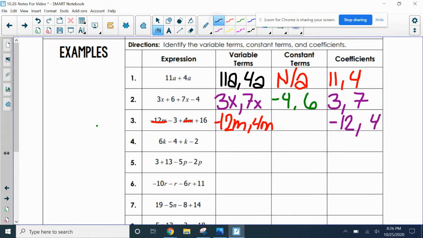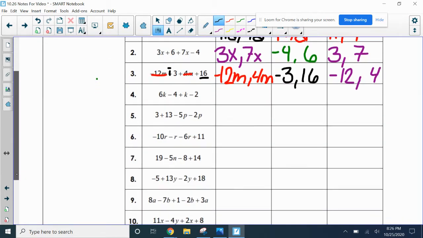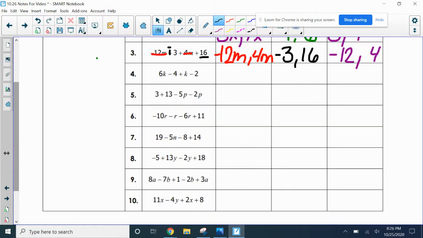And then our constants are going to be those numbers that have no variables attached. And again, I have -3, which is plus a negative. So we have -3. We have +16 not attached to a variable. So 16. Let me do one more, and then I'll let you do the last couple by yourself. And then I'll go through them so you can check and see if you did it right.